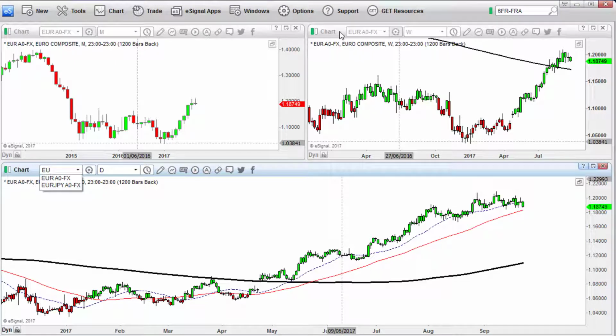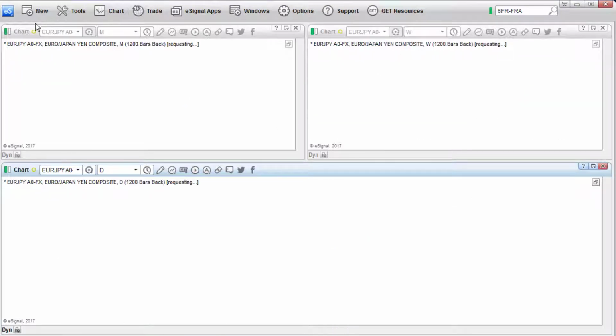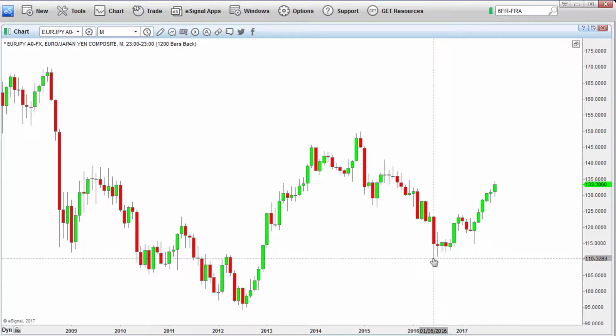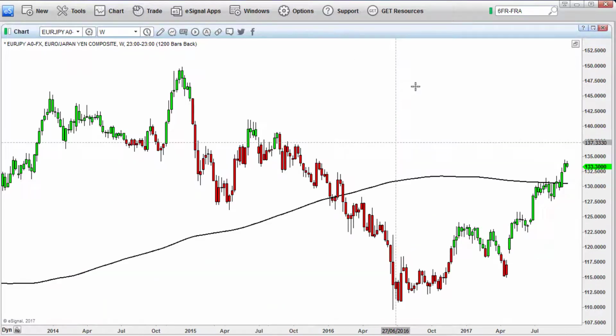The next forex pair we have is the euro against the Japanese yen. On the monthly chart, we see that price has been heading up since June 2016, so we're seeing a nice move here. If we look at the weekly chart, price is currently above the 200 moving average and the bars are green, so both of these indicate that we can start looking to buy the euro yen.